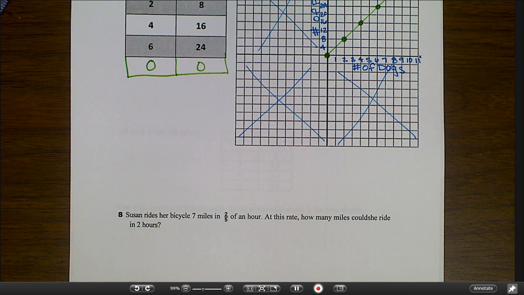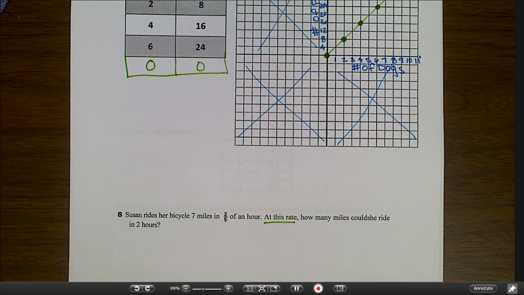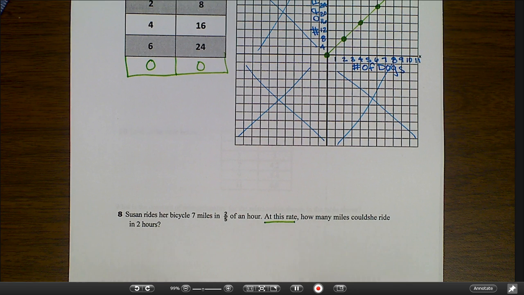Number 8, Susan rides her bicycle 7 miles in 2/5 of an hour. At this rate, how many miles could she ride in 2 hours? Well, I'm looking at this and I'm thinking, is this a DRT problem or is this a proportion problem? And I've decided that it's a proportion problem simply because it says at this rate. It also compares two things, miles and hours, and then I'm looking for one of those units in another situation. So because of that, I know that this is a proportion problem, or a problem that I could solve using a proportion.